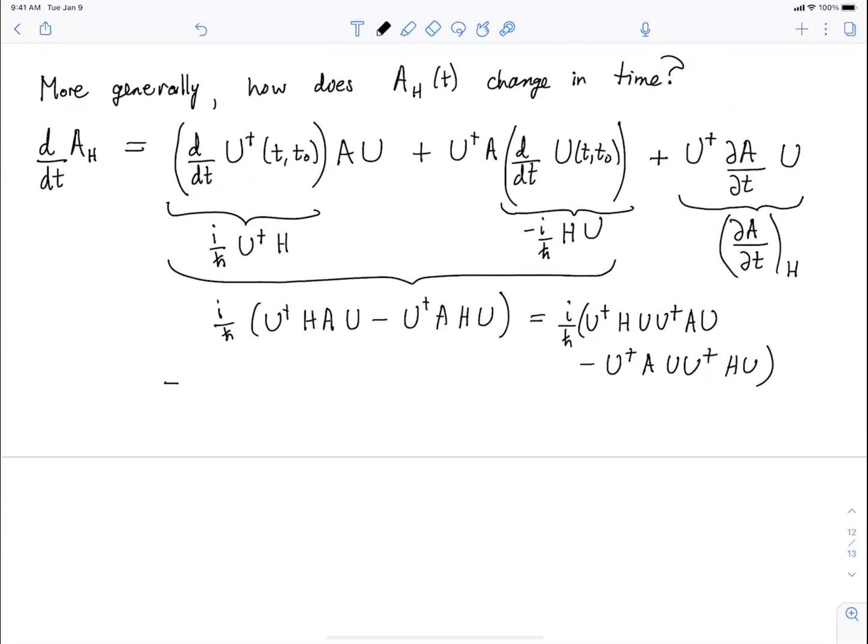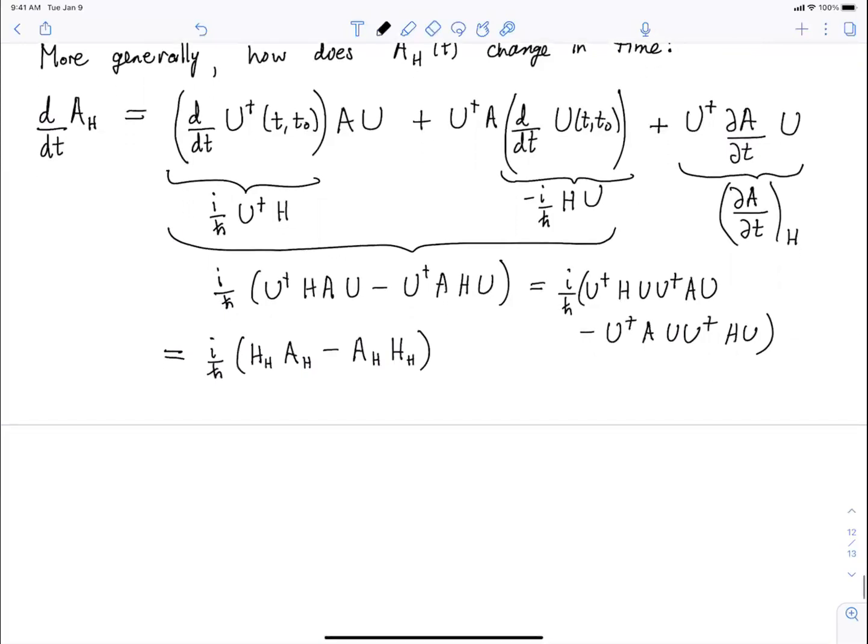Okay, but then if I stare at that, I realize that's equal to i over h bar. The U dagger H U is the Heisenberg Hamiltonian. The second, U dagger A U, is the Heisenberg A, and then I've got them in the opposite order with a minus sign, which I can then write as a commutator.